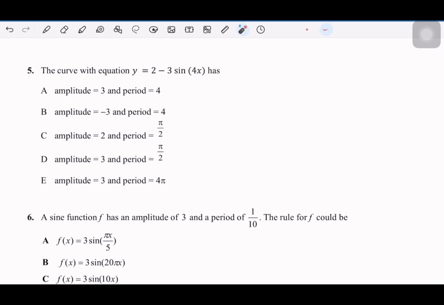In this question, it's asking what the curve with equation y equals 2 minus 3 sine of 4x has, in terms of amplitude and period. To find the amplitude, first of all, you're going to have to look at the number in front of sine, always. Don't worry about the negative sign. The negative sign just means that it's been reflected. So the amplitude is 3.